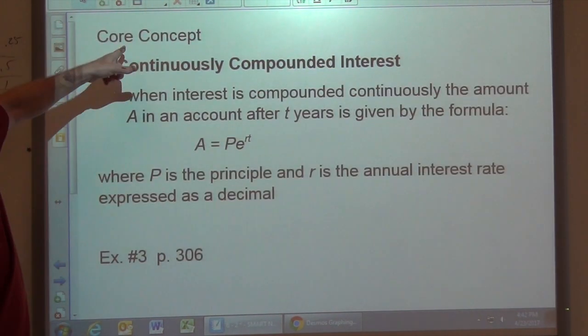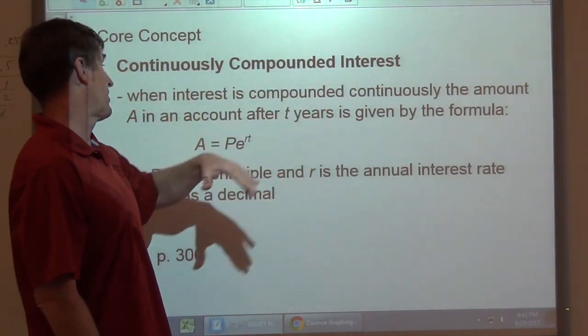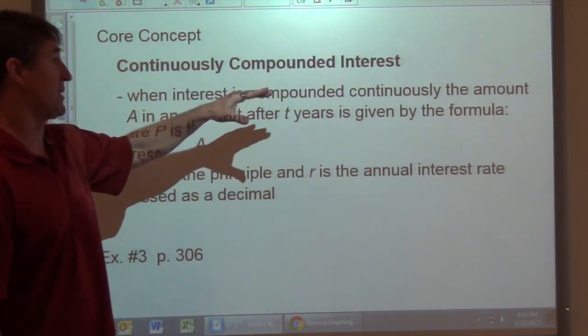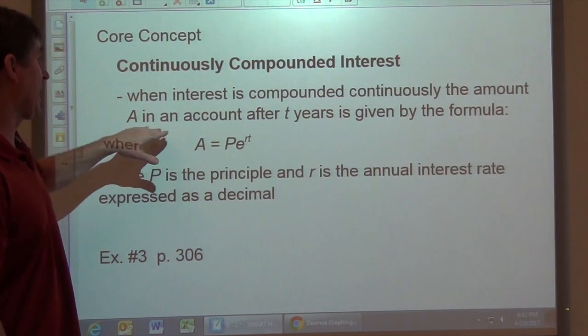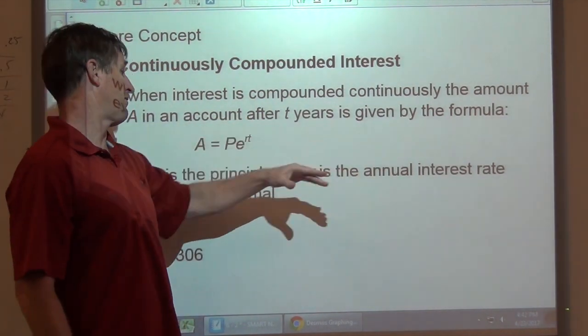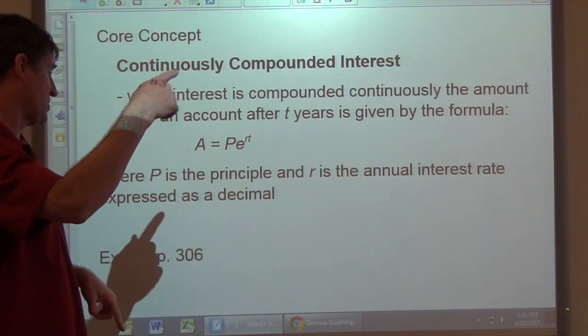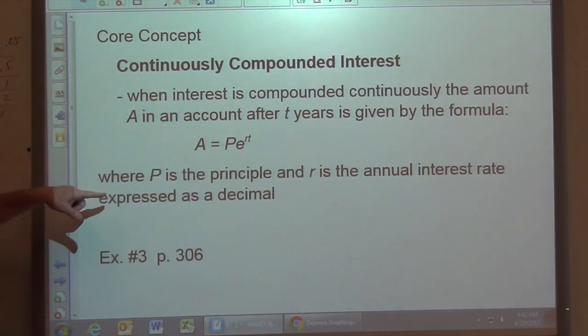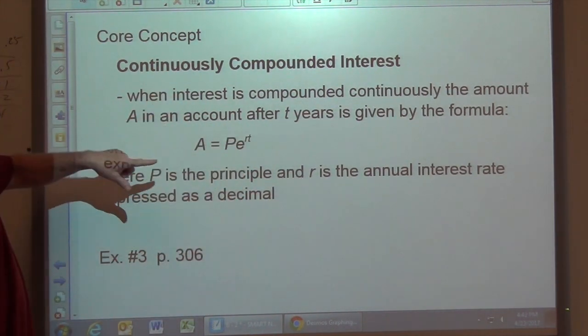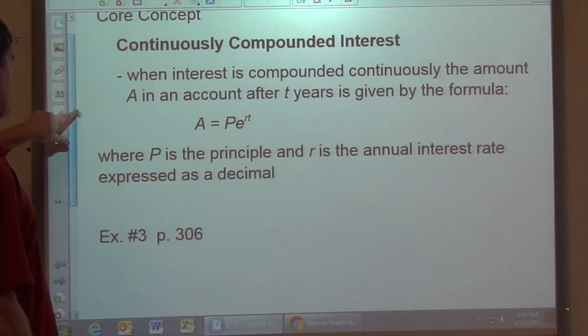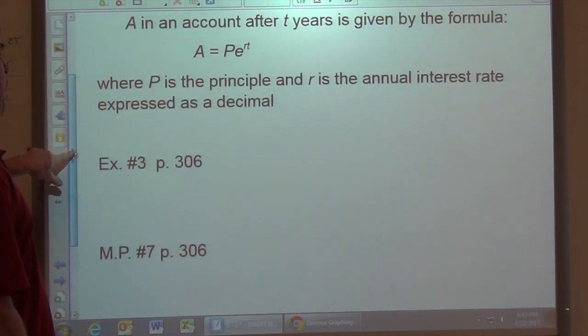Then, the last part, core concept: continuously compounded interest. When interest is compounded continuously, the amount A in an account after t years is given by the formula A equals Pe to the rt. So it's just continually compounded, where P is the principal and r is the annual interest rate expressed as a decimal.